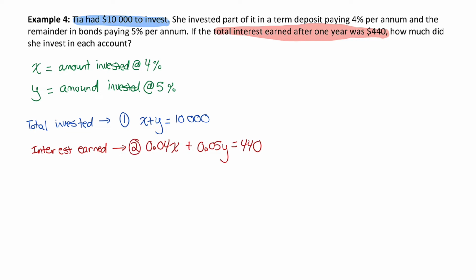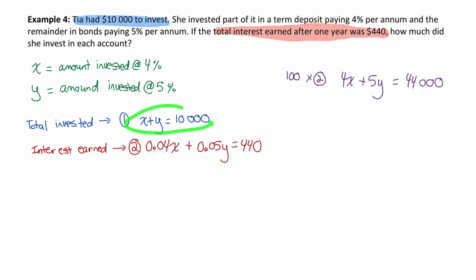Now that I have two equations with my two unknown variables, I can solve using substitution or elimination. I think I'll do elimination this time. We did substitution for the last couple, but I don't really like these decimal values. So how about I'll take equation 2 and multiply it by 100 to get rid of those decimal values.